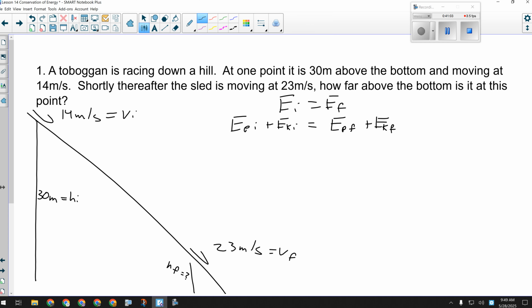Okay. What am I looking for? Final height, right, looking for final height. So I'm looking for EPF. So I've got to bring EKF over to this side by subtracting. Okay, is this pretty patterned? Like, do we do this step basically every time? Yep. I mean, sometimes it's EP, sometimes it's EK that we bring over, but it's the same step.